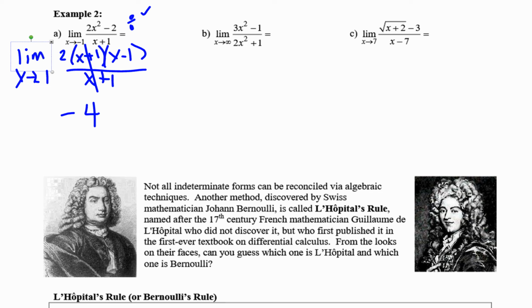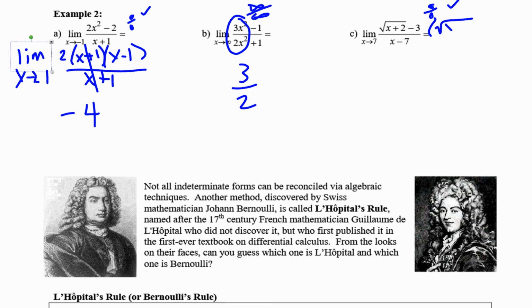This one, limit as x approaches infinity, we would get infinity over infinity, which is good because we can do something else. We can evaluate the growth rates here. So this one would be 3/2. And then this one, if we plug in 7, we get 0 over 0, which is good because we know we have to do something else.